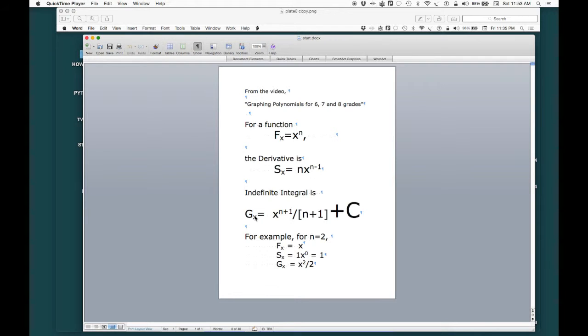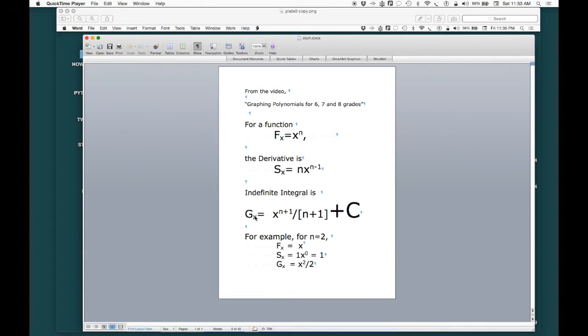I also show graphically that the indefinite integral is the area under the function f of x equals x to the n, and that is the indefinite integral, but I don't call it that. I just call it a generating function. The generating function I get by integrating the function, in which case I get x to the n plus 1 over n plus 1.